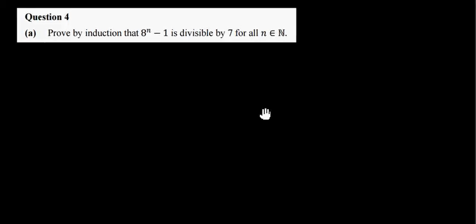This is question 4, and this was proof by induction. It's a proof by induction, and remember we have 3 types to look at: divisibility, series, and inequalities. So this is the divisibility one. Let's have a look at proving this. We've got to prove by induction that 8 to the power of n minus 1 is divisible by 7 for all n an element of N, the natural numbers.